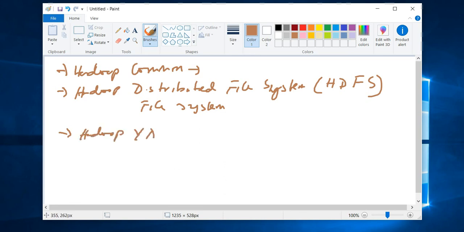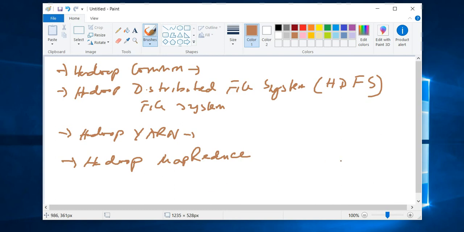Then we have something called Hadoop YARN. And YARN is also a framework, and the framework performs job scheduling and cluster resource management. So this is the task of Hadoop YARN. And then we have another important module, the Hadoop MapReduce. This is a YARN-based system used for parallel processing of large data sets.